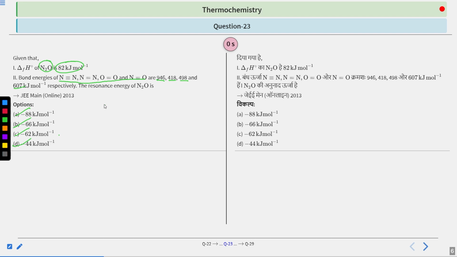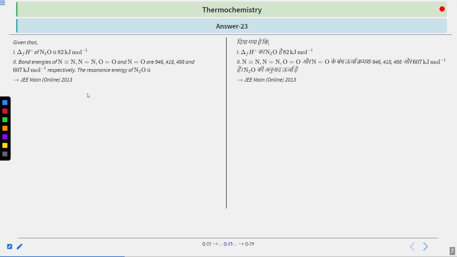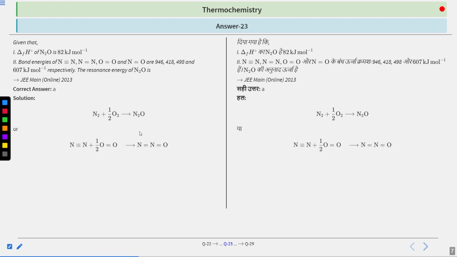So let us move to the solution part. The question is already explained, so we will move to the solution part. Before that, the correct answer is A for those who have solved it. This is the standard equation for formation of N2O, which is N2 plus half O2 giving us N2O. Now if you break down this equation into a simpler form in which the bonds are also shown, we have N triple bond N, O double bond O, N double bond N, double bond O.